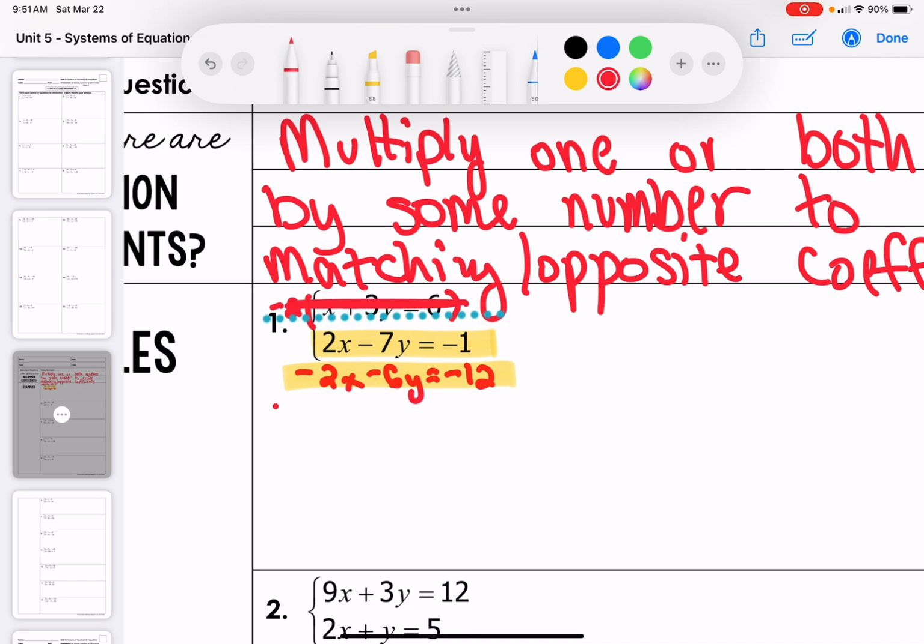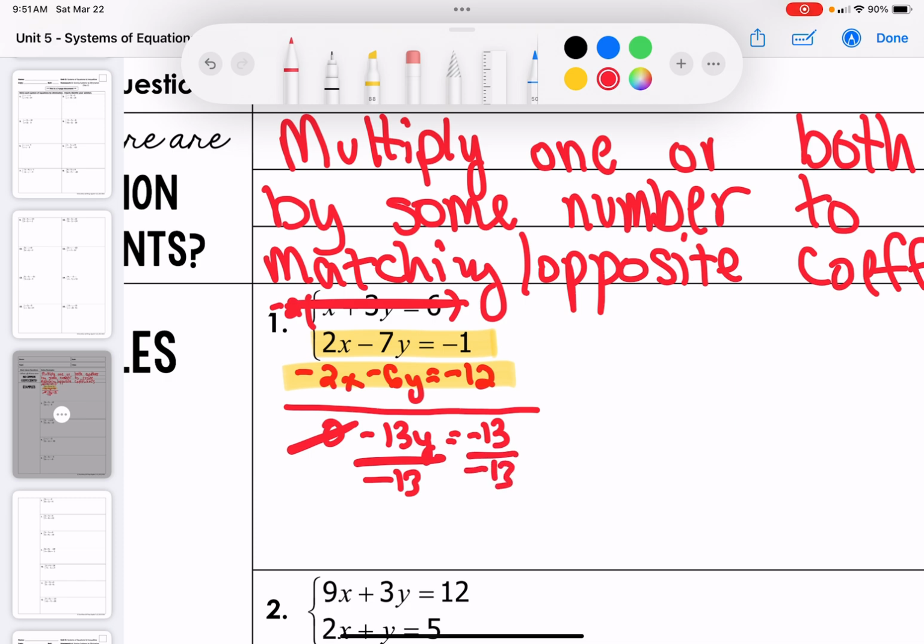Now we could combine these two, right? And notice when we combine them, the x's cancel out and we could start to solve for the y. So 2x minus 2x, that's going to give me 0. Negative 7y minus 6y, that's going to be negative 13y. And I got negative 1 minus 12 is going to be negative 13. All right, divide both sides, like we're not looking at that 0 anymore. Divide both sides by negative 13. My y is going to be equal to a positive 1.